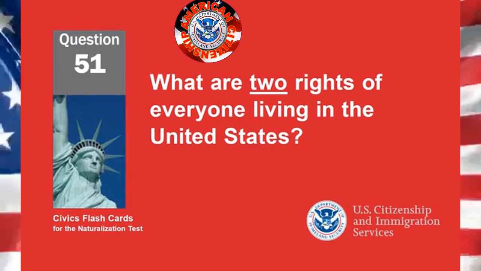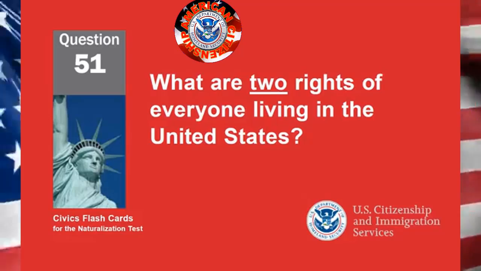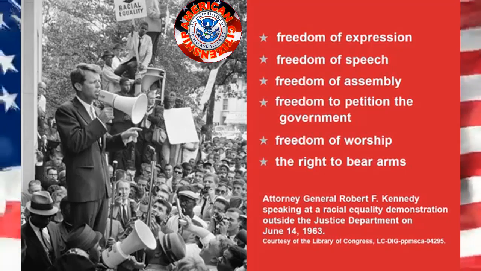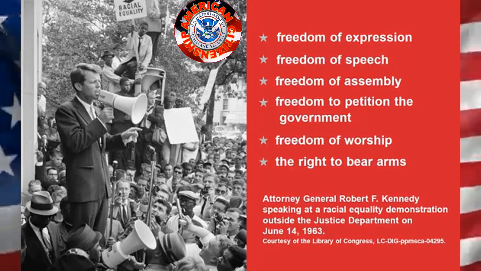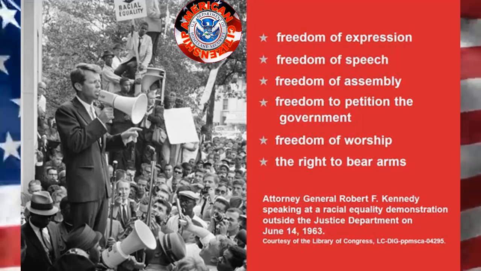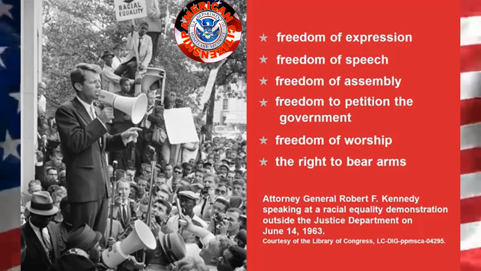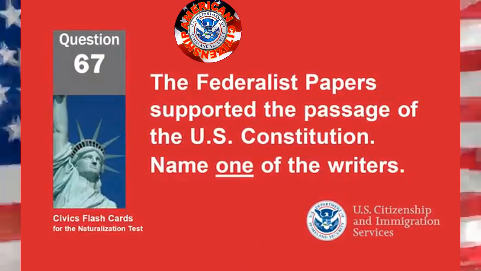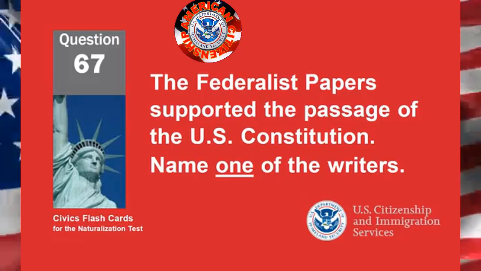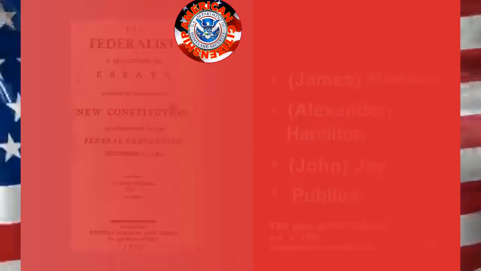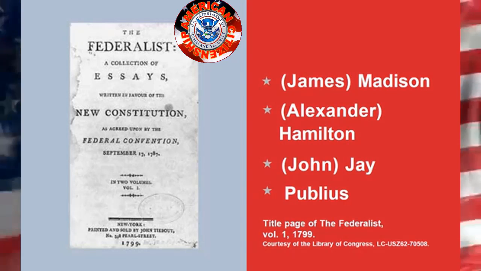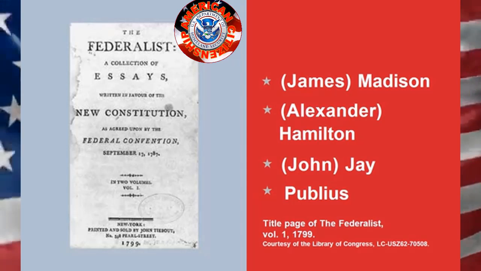What are two rights of everyone living in the United States? Freedom of expression, freedom of speech, freedom of assembly, freedom to petition the government, freedom of worship, the right to bear arms. The Federalist Papers supported the passage of the U.S. Constitution. Name one of the writers. James Madison, Alexander Hamilton, John Jay, Publius.